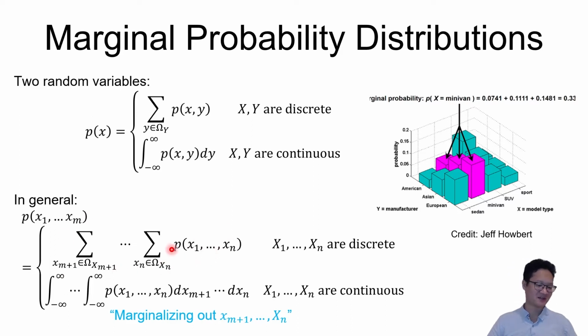The summation looks a bit complex, but basically we're just summing over all the possibilities for x_{m+1} all the way up to x_n, leaving the first m variables alone. So that's the discrete case. For the continuous case, we're just going to be integrating over all the possibilities of the variables that we don't want to remain in the end. This procedure of summing or integrating out the other variables that we don't want to keep is called marginalizing out x_{m+1} all the way up to x_n.